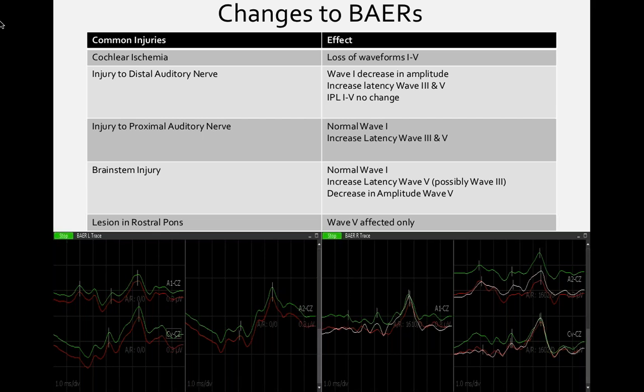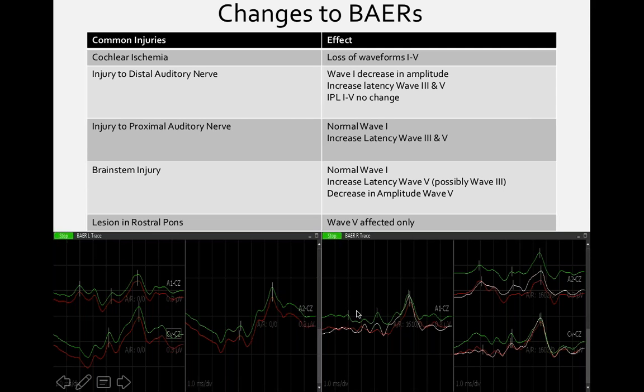Next, the injury to the proximal auditory nerve. So that's the same nerve, but as it goes into the brainstem, we're going to see a normal wave 1. Again, the increase in latencies on waves 3 and 5. And so here we might actually get a change in the interpeak latencies depending on the severity.